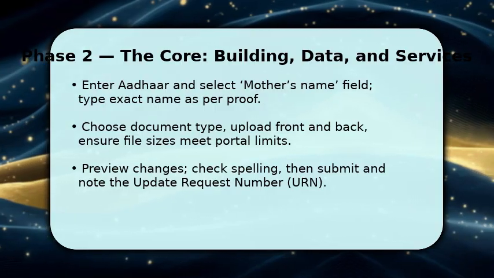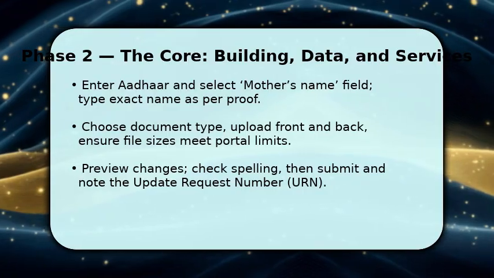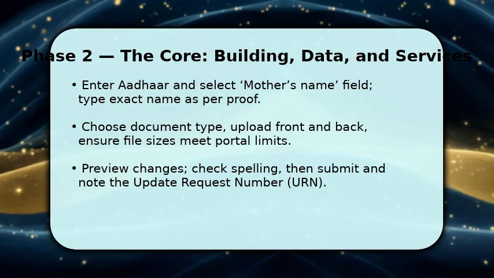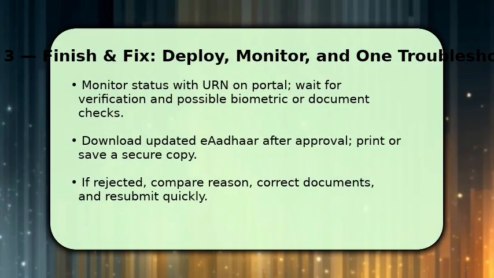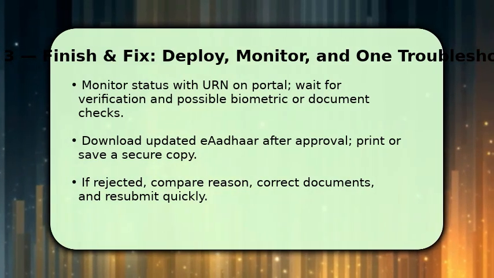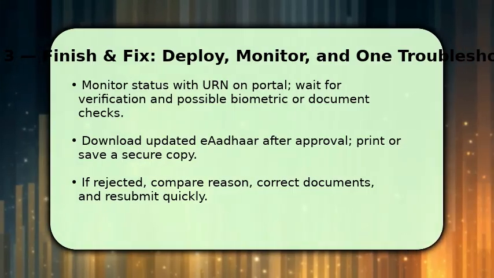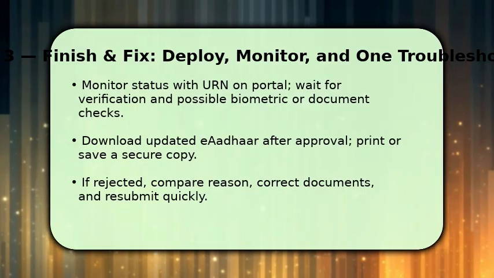After you submit, you receive an update request number. Save it. This URN lets you track progress and proves you initiated the request. Once submitted, you monitor the request using the URN on the portal. Verifiers check the uploaded documents and may call or ask for an in-person visit. Once approved, download the updated e-Aadhaar immediately and keep a verified copy.